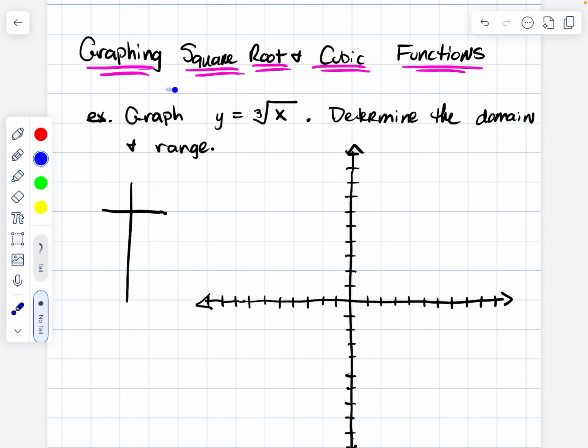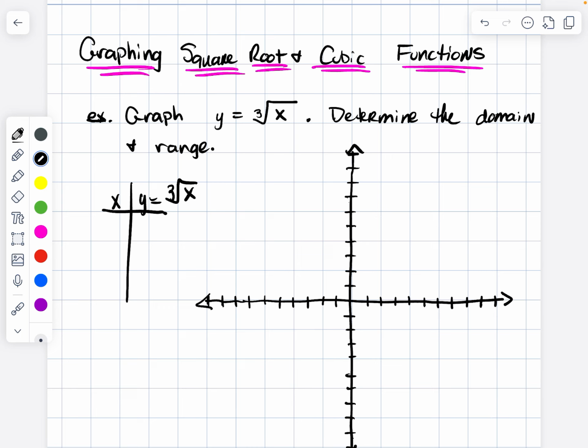So, let's look at it. This topic is about graphing square root and cubic functions. For instance, we just did the square root of x before. So let's say we want to graph y is equal to the cube root of x and then determine the domain and range. We probably should have done that in the other one, but we can talk about it in class. So when we look here, we're going to look at the graph of y is equal to the cube root of x.